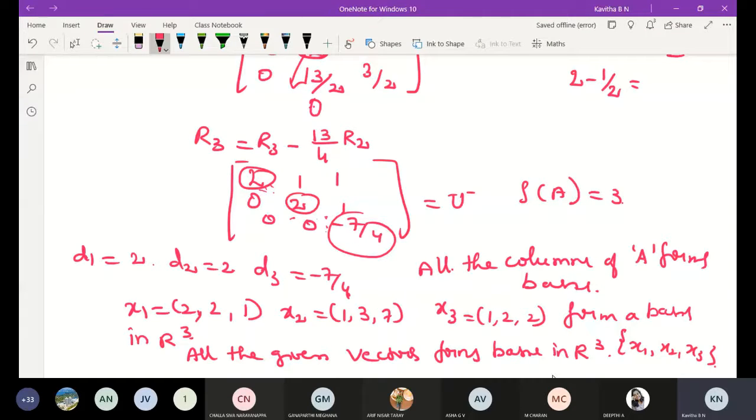Understood? Same method: the given matrix we have to convert into an upper triangular matrix. Then we have to identify the pivots, means D1, D2 and D3.